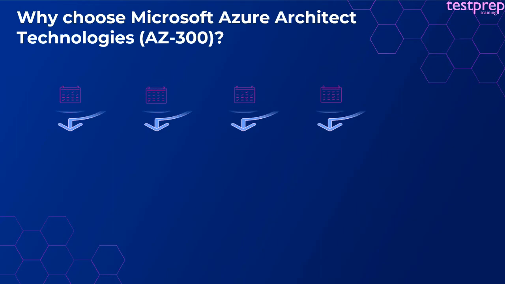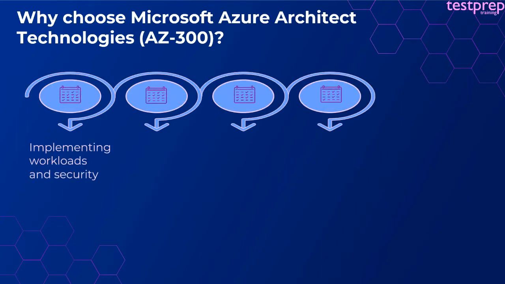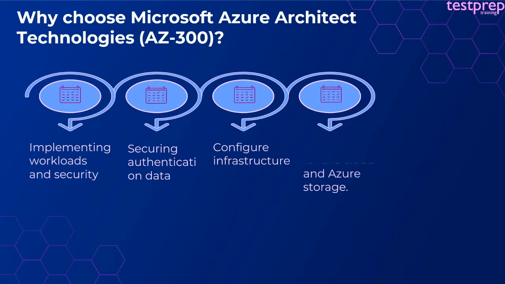Why choose AZ-300? First, implementing workloads and security. Second, securing authentication data. Third, configure infrastructure. Fourth, developing for the cloud and Azure storage.